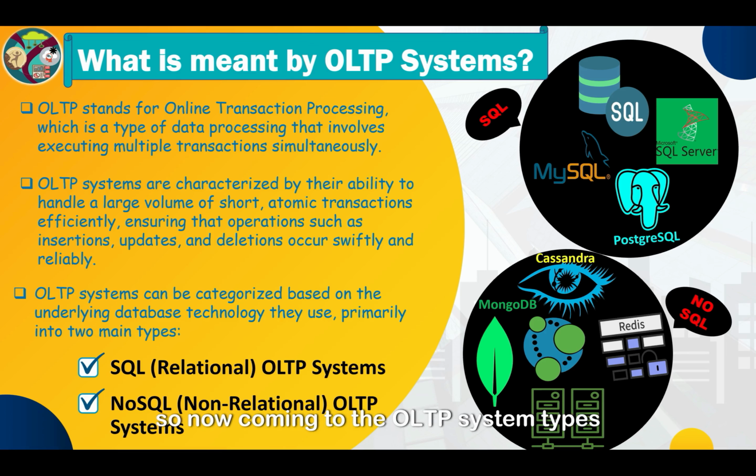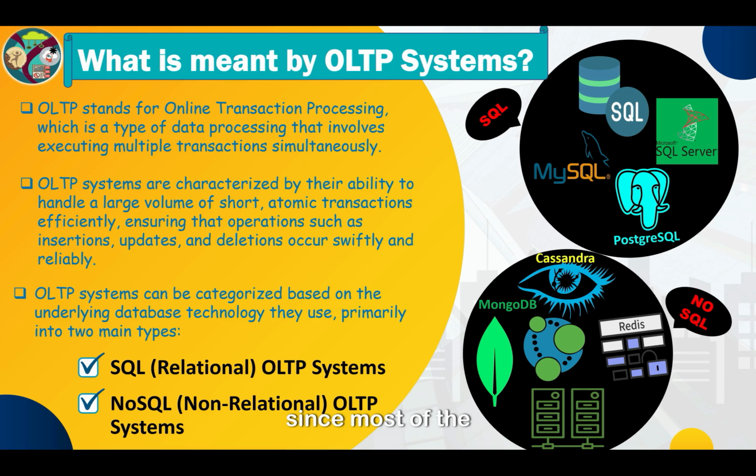So now coming to the OLTP system types or categories, OLTP systems come in various forms based on their architecture, scalability, and purpose, such as distributed, centralized, cloud-based, hybrid, and real-time OLTP systems. However, we won't deep dive into these types here as they're not the primary focus for today's discussion.